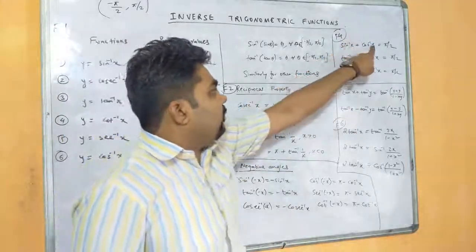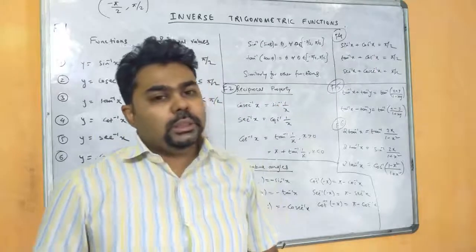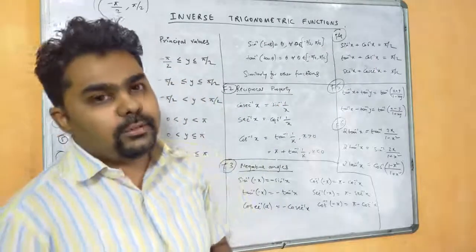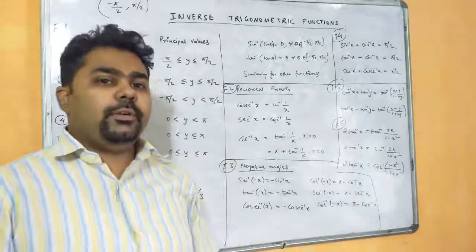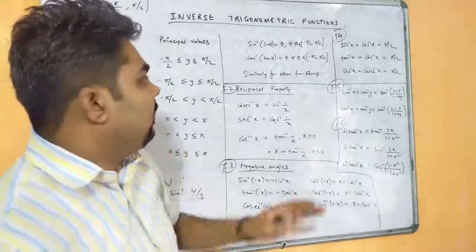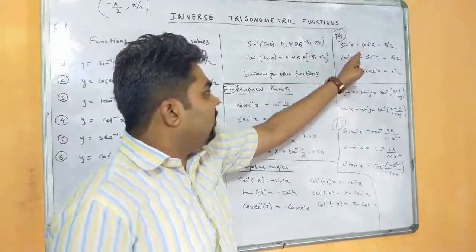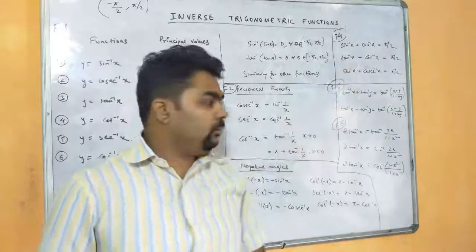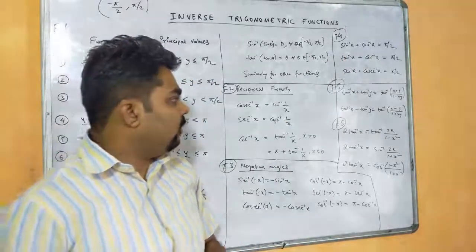Sin inverse x plus cos inverse x equals pi by 2. Tan inverse x plus cot inverse x equals pi by 2. Sec inverse x plus cosec inverse x equals pi by 2. These three also will be used in solving problems.